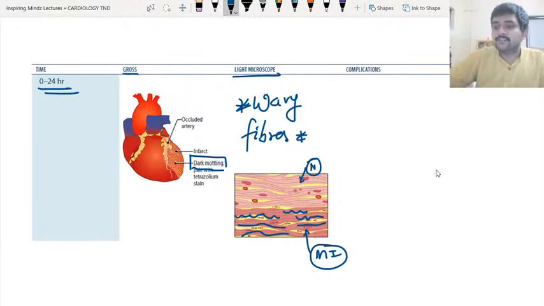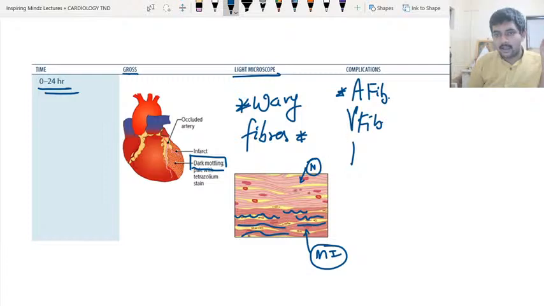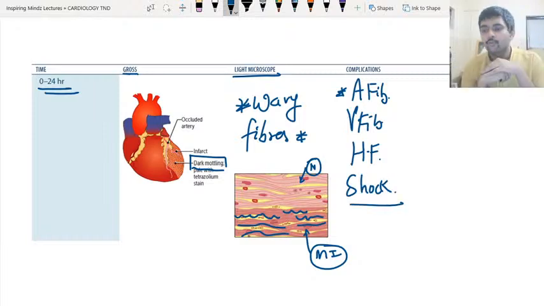Now the fun step question that comes up to your mind is going to be, what are the complications related to this? So the complications which are possible now in our patient, the patient has died. But what are the possible complications? Remember, atrial fibrillation, ventricular fibrillation, heart failure, and cardiogenic shock. These are the possible complications in the first 24 hours.